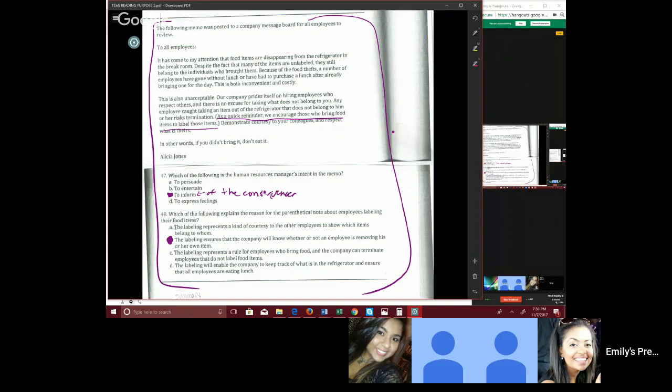The labeling represents a kind of courtesy to the other employees to show which items belong to who. It's not a courtesy, and it's definitely not a courtesy to other employees. The labeling represents a rule for employees who bring food, and the company can terminate employees that do not label food items. Well, they're saying it's an encouragement, not a rule, so that won't work. The last one says that they'll ensure that people are eating lunch, which is also not going to be accurate because they're not necessarily trying to enforce eating. They're trying to enforce labeling your items and taking your own items.